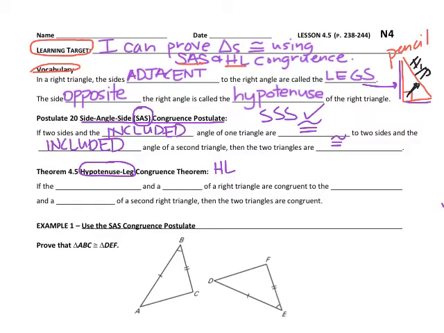So the word included means between. So between the 2 sides that are congruent, we should have an angle that is also congruent, and we're going to look at an example of that.